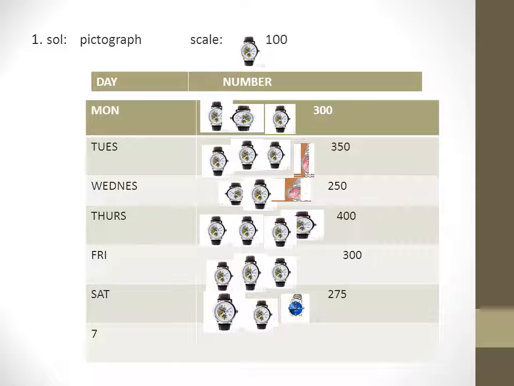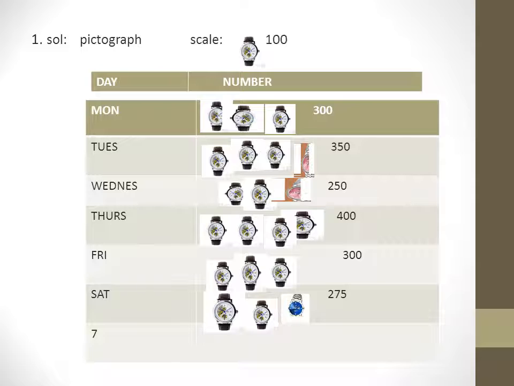Tuesday is 350. So first I am taking 3 wristwatches, then I am taking half of the symbol. For your understanding I am using another color for it, so it is 50. So the total is 350, and that is how we represent data in a pictograph. Next, Wednesday is 250 only. That means 2 complete wristwatch symbols and another one that is half of the symbol, equal to 250.